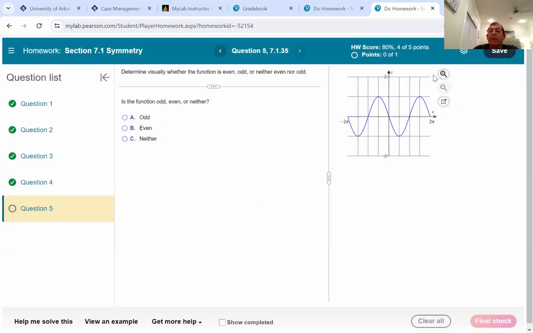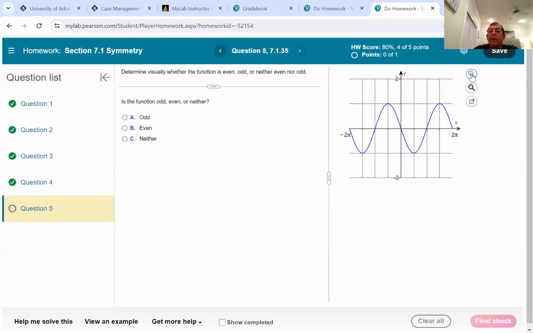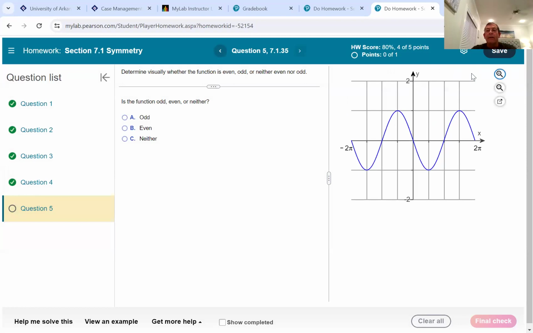All right, let me make this one a little larger. So, is that function, which almost looks like what we call a sine wave, even, odd, or neither? And let's see, chat, y'all hit fast. Y'all are saying odd. Perfect.